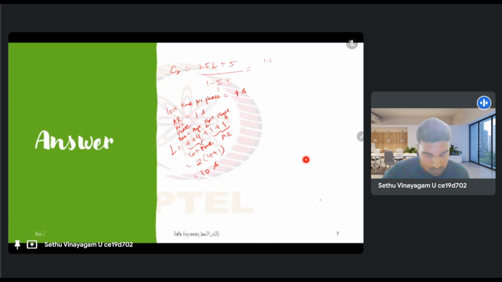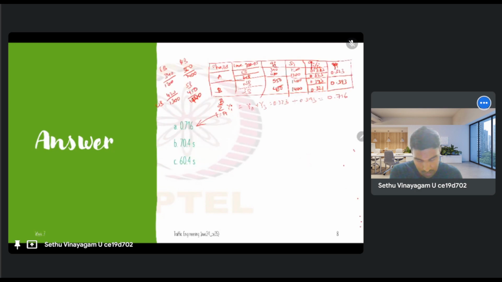So it will be 1.5 into 10 plus 5, whole divided by 1 minus sigma yi. Sigma yi is 0.716 from the previous part. So 15 plus 5, 20, divided by 1 minus 0.716, so that is 70.4 seconds. Okay, so this is your optimal signal cycle as per the Webster's method. Okay, so that is the second part.